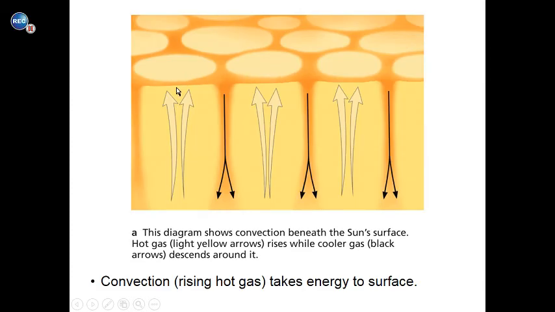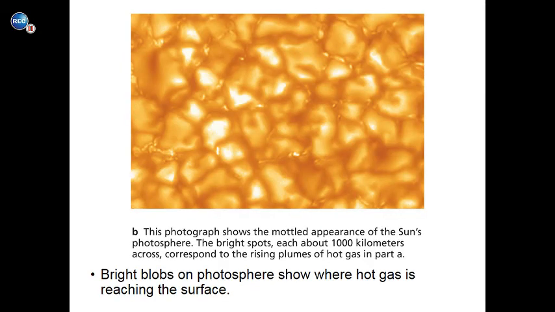And so eventually the hot gases get to the top of the convection cells at the photosphere, and they can then radiate light outwards. So you can see where on the photosphere hot gas is reaching the surface, and it glows more because it's hotter.